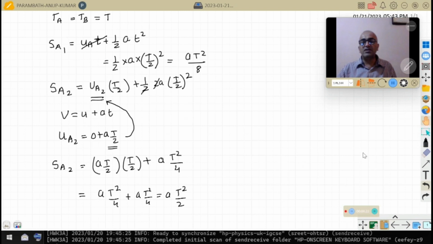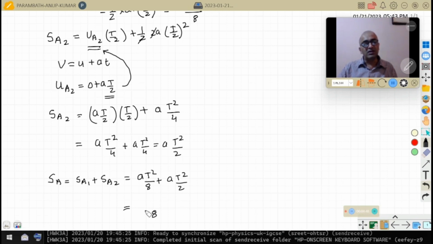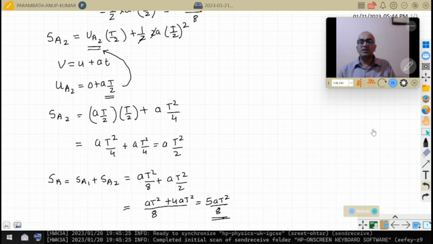So the total distance covered by A is SA, that is equal to SA1 plus SA2, that is equal to at squared by 8 plus at squared by 2. That comes out to be at squared plus 4at squared, that is 5at squared divided by 8. Having known this, this is the distance covered by A during the total time t. We move on to see what is the distance covered by B.